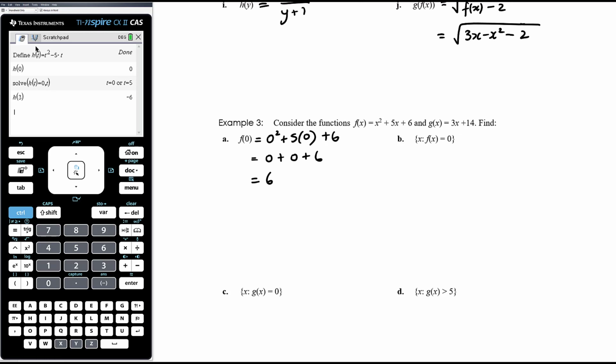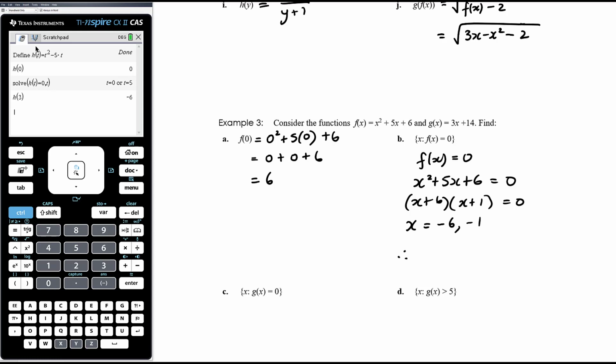In B, we're finding the set of x values such that f of x equals 0. Okay, so f of x equals 0 means f of x is x squared plus 5x plus 6, and that has to equal 0. It's a quadratic that factorises, x plus 6, x plus 1, and so x equals negative 6 or negative 1. It did ask us for a set, so if we're asked for a set, we should give our answer as a set, so therefore x is an element of the set of values that contain negative 6 and negative 1.